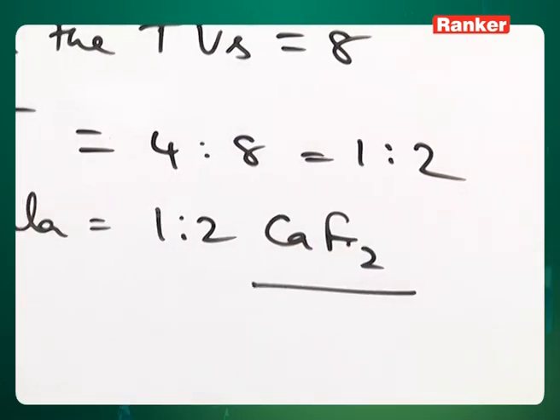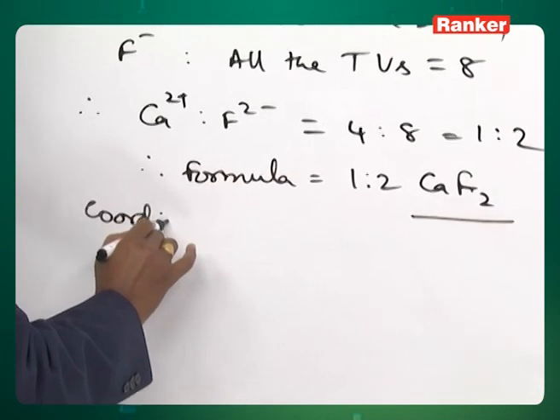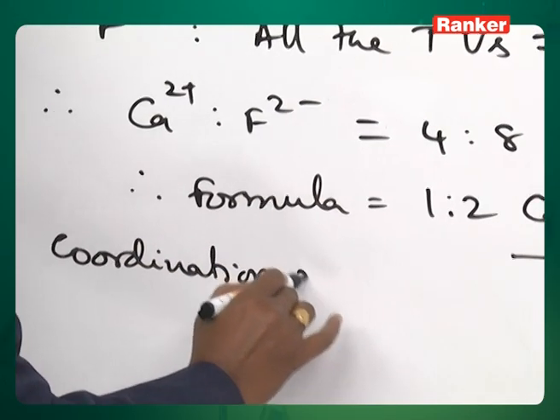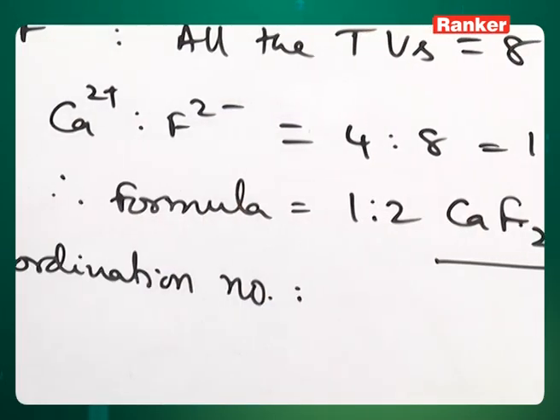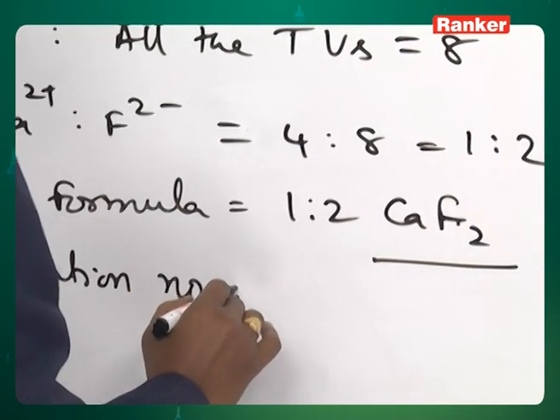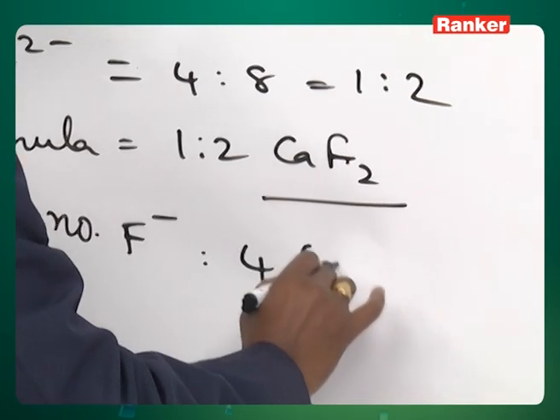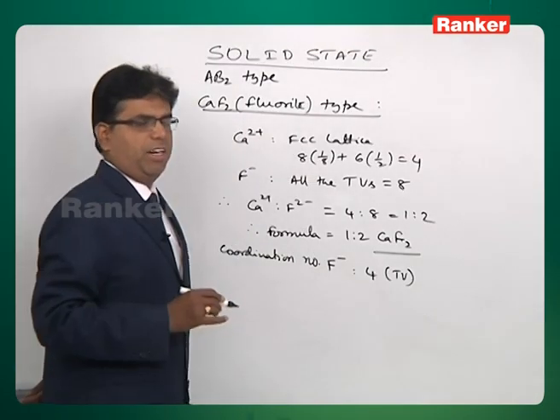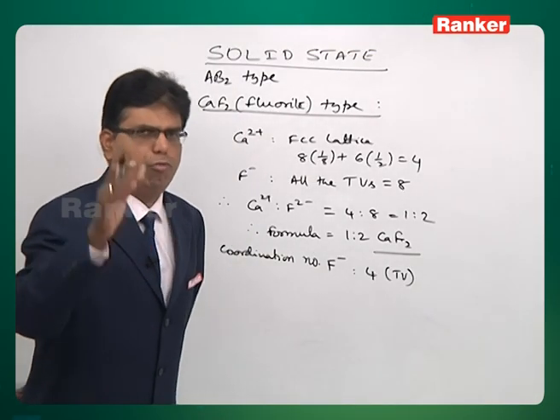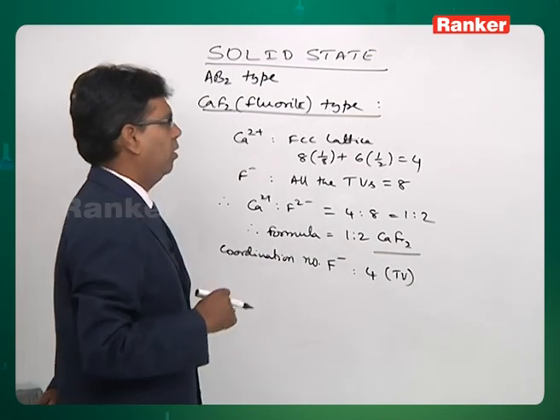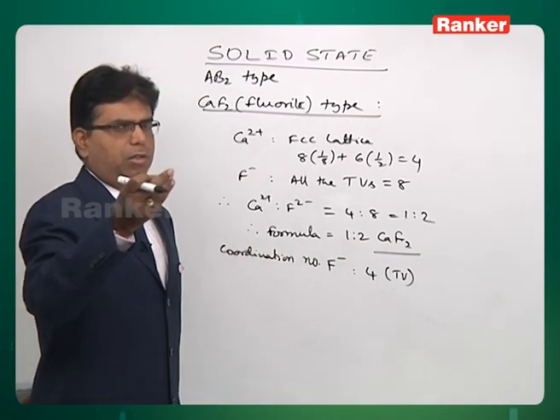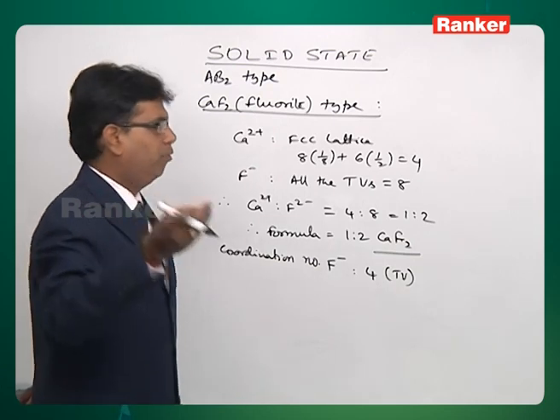And when it comes to coordination number, for fluoride ion it is obviously 4 because it is at the tetrahedral void. For a tetrahedral void, the coordination number is 4 because 4 spheres are existing. A tetrahedral void is formed from 4 spheres.